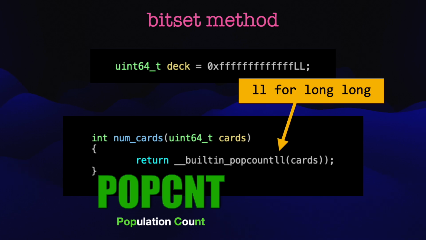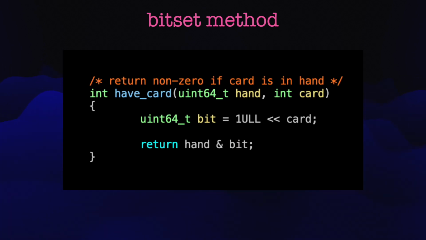By the way, the double L's at the end of the popcount tell the compiler we want to work with long longs, which are 64-bit numbers on most platforms. Here's the code to test if you have a specific card in your hand. We convert the card into a bit mask by shifting, and then we test against the hand. But the code has a bug. Can you spot it? I'll give you 30 seconds.